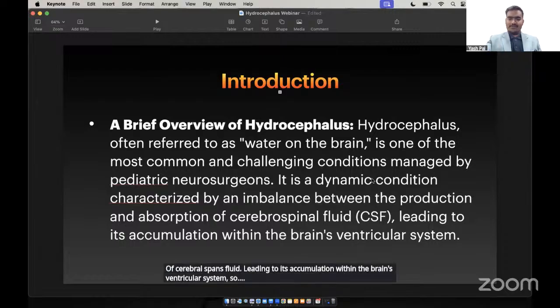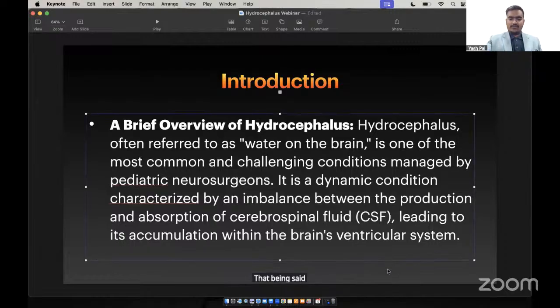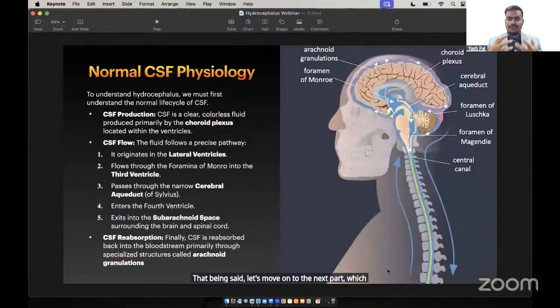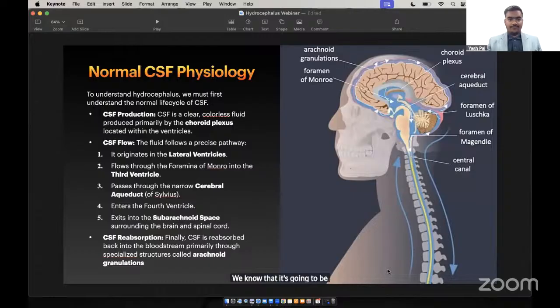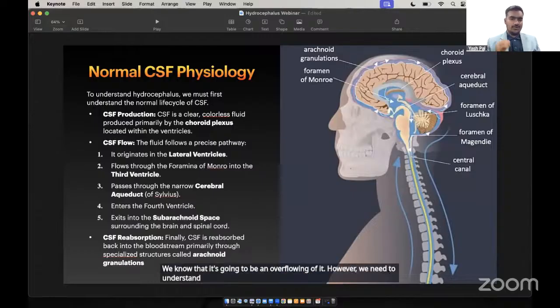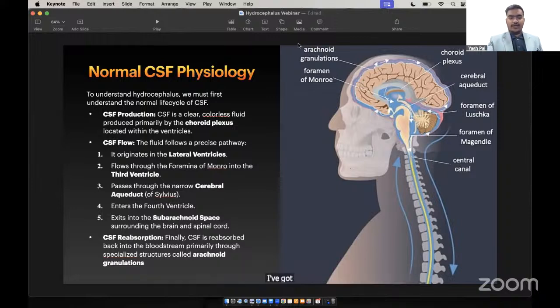So, that being said, let's move on to the next part, which is about the physiology of CSF. We know that it's going to be an overflowing of it. However, we need to understand the normal physiology of how we can deal with it. To this side, as you can see, I've got an image, and over here, I have a particular text related to it too.